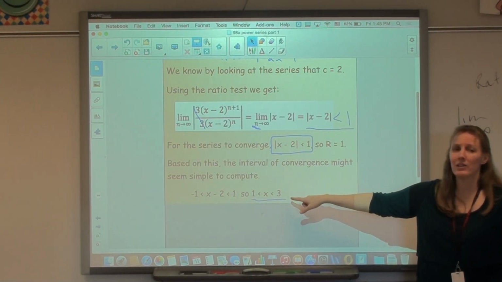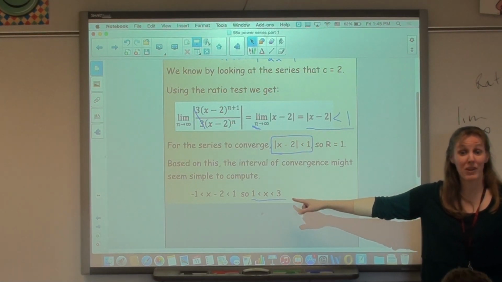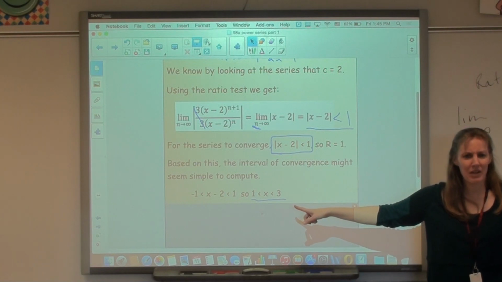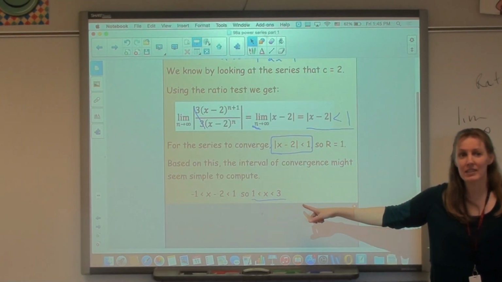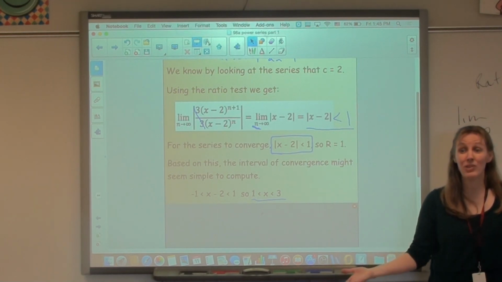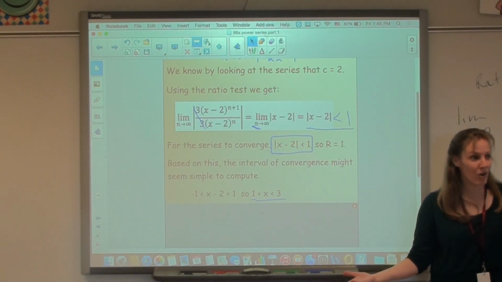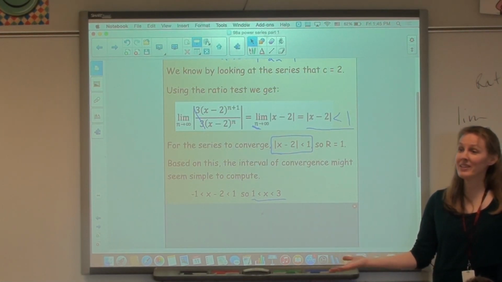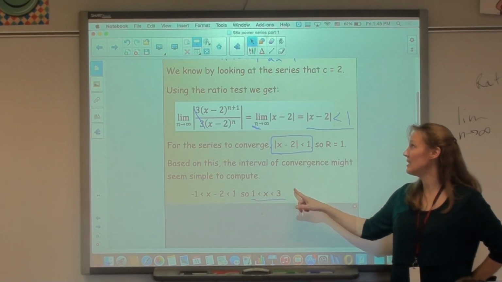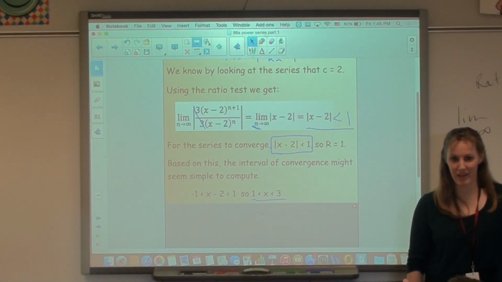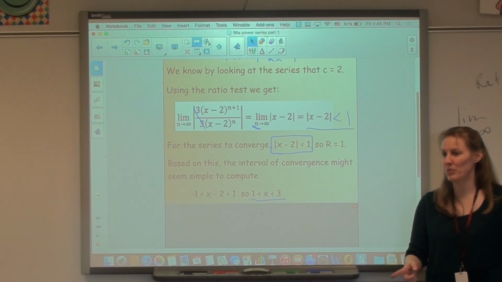This is not the final interval of convergence, but we're very close. Someone asked me, what if it's equal to the radius? What if it's equal? How do we know if it's going to converge or not? Here's how we're going to find out. We're going to plug each of these endpoints into the original series and determine convergence. All right? You have to test your endpoints.